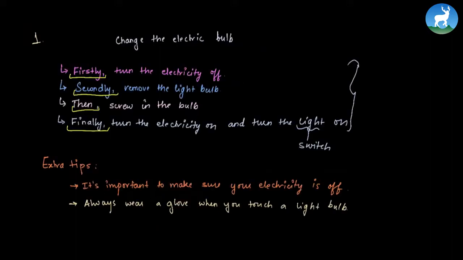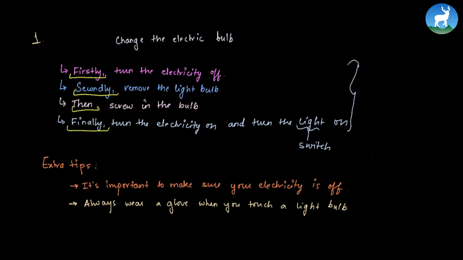Now this is an instruction. This is an example of the instruction to change the electric bulb. हाम्रो भित्तामा भएको बत्तीको बल्बलाई चेन्ज कसरी गर्ने भन्ने कुरा यो इन्स्ट्रक्सन यहाँ दिएको छ. Firstly, turn the electricity off. Secondly, remove the light bulb. Then screw in the bulb. Finally, turn the electricity on and turn the lights on.